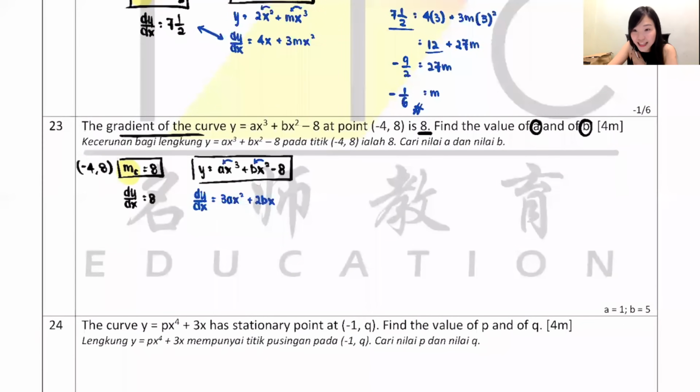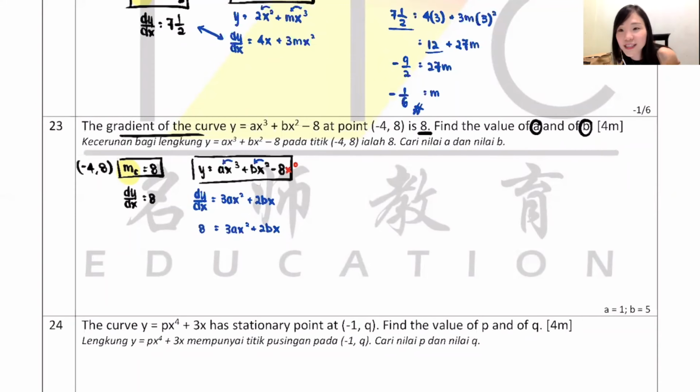Then how about this 8? This 8, I don't see any x there. If I write it myself, it's x to the power 0. So you all know that 0 times anything is still 0, so no need to write. So yep, this is my dy/dx. And they say dy/dx equals what? 8. So I can put 8 on the left-hand side.